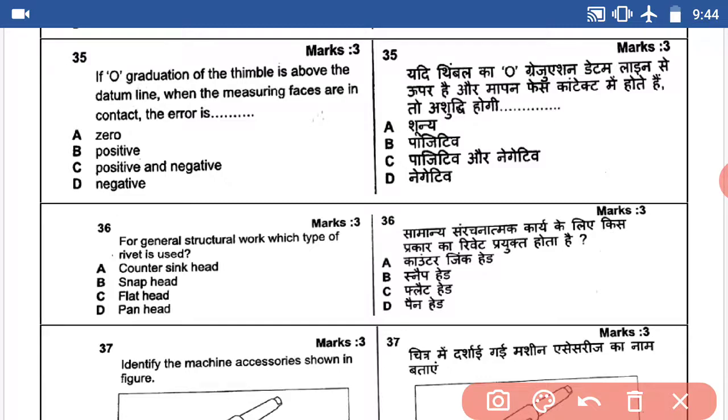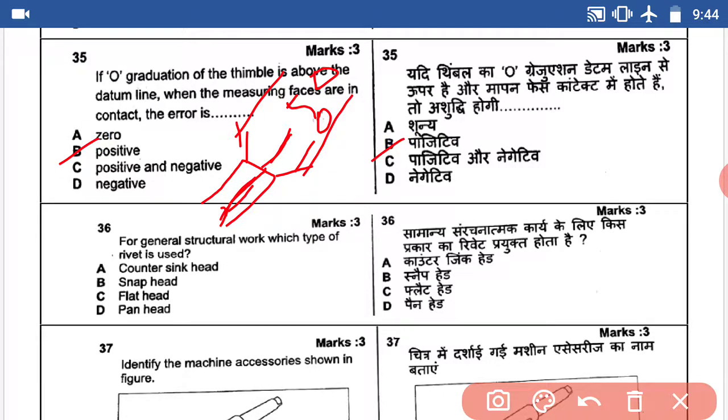So this is an outside micrometer, sleeve, datum line. On this thimble, this line is not 0, it is above; 5, 0, this is 0. So this is the 0 graduation line, but the 0 is not on the datum line, the 5 line is. So this is a positive error. Zero flow, zero positive error. This question's answer is B, positive.